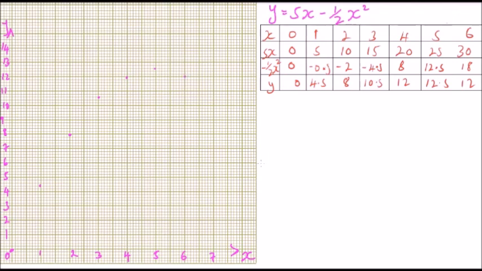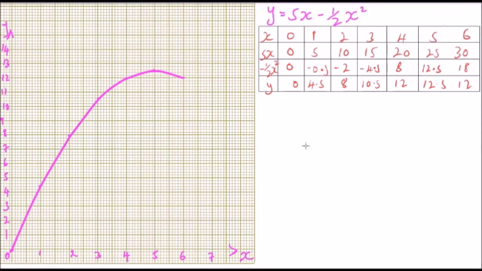So what remains is to join these points to come up with the graph. So using your free hand, you join the points and you come up with a graph, y is equal to 5x minus a half x squared. In this case, always remember to label your axes and your graph so that you don't lose marks. So let's go back to the question and see what is next.